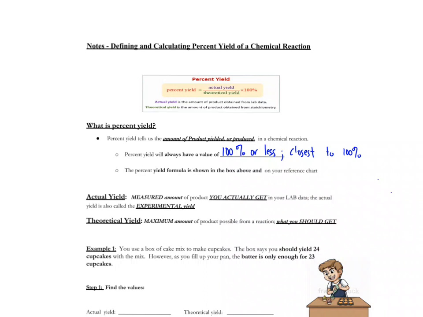So the percent yield formula is shown up here at the top. It's also on your formula charts and your star charts. Actual yield is often abbreviated as AY, and theoretical yield is often abbreviated TY. So sometimes you might see this written as percent yield equals AY, which is actual yield, divided by TY, which is theoretical yield, and then all of that quantity multiplied by 100. Because we're dealing with a percent, we're always multiplying by 100 to convert to a percent.